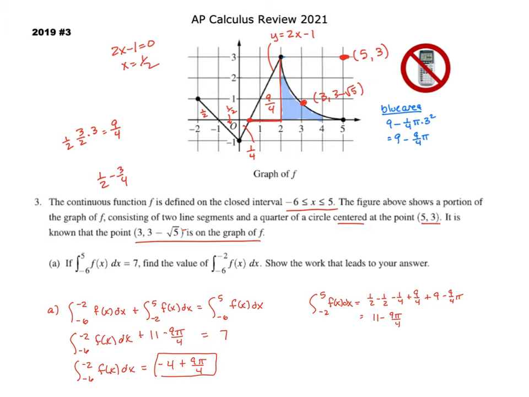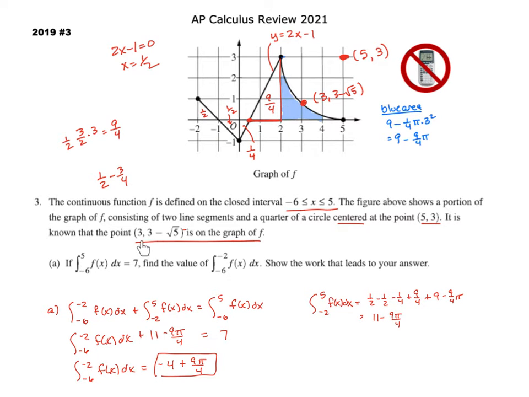All right, 2019, number 3. We're going to have a continuous function f, which is pictured here in the graph. It's defined on a closed interval from -6 to 5. We only get to see from -2 to 5. The figure shows the portion of the graph of f consisting of two line segments and a quarter circle centered at the point (5, 3), which would be the center of that circle.